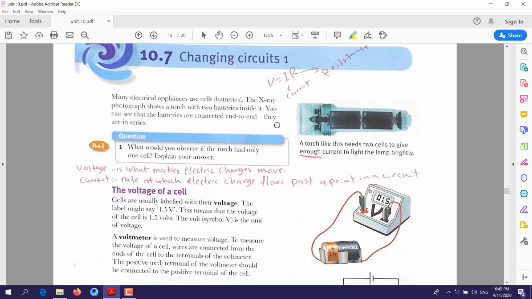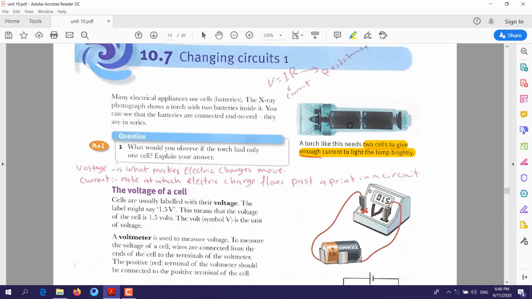10.7 Changing circuits. What do you mean by changing circuit? It means some changes that we will make to the electric circuit in order to change other things. For example, if you look at this X-ray, you have a picture of a torch that was taken using X-ray. A torch like this needs two cells to give enough current to light the lamp brightly.